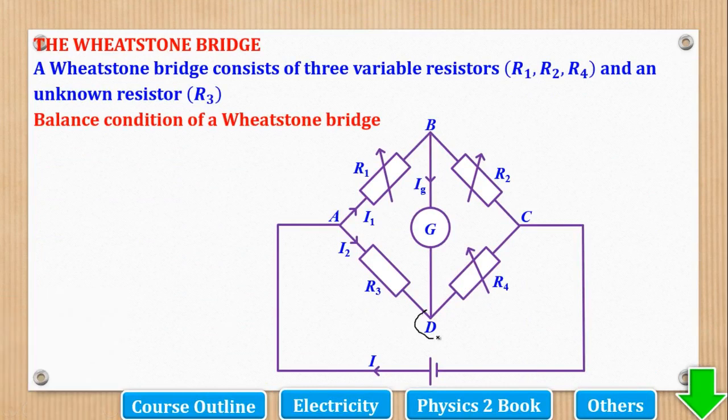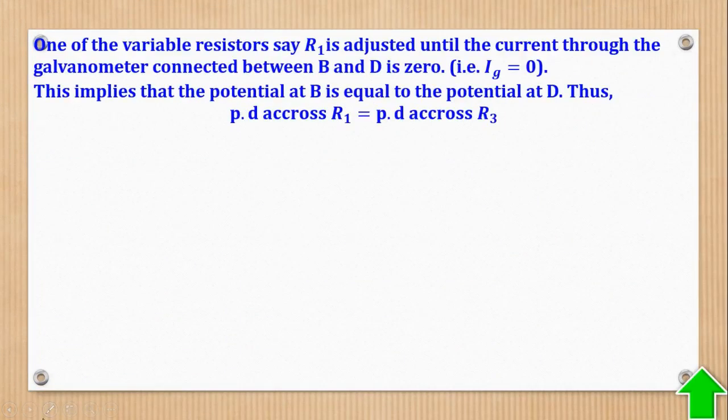Now, because the potential at this point and this point are the same, it implies that the PD across R1 is equal to the PD across R3. Similarly, the PD across R2 is equal to the PD across R4. So with that knowledge, we shall go back here and say the PD across R1 is equal to the PD across R3. Therefore, I1 R1 is equal to I2 R3.